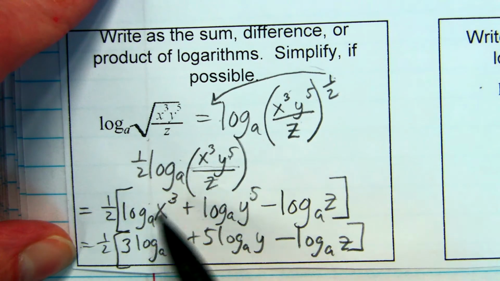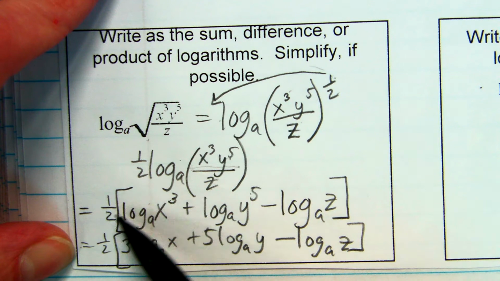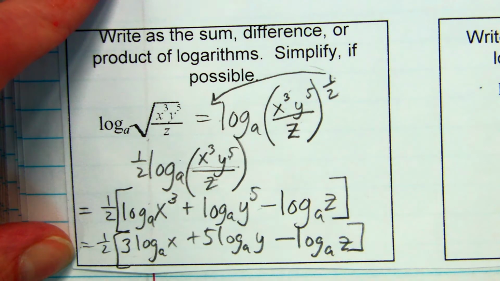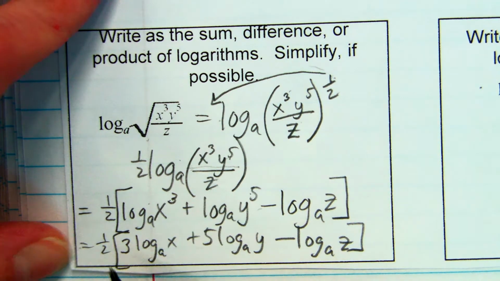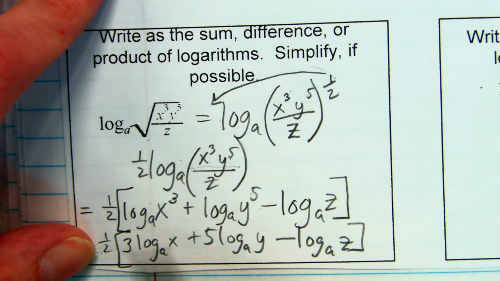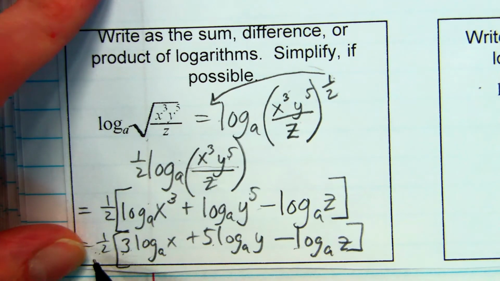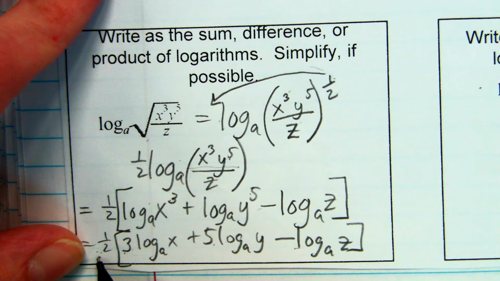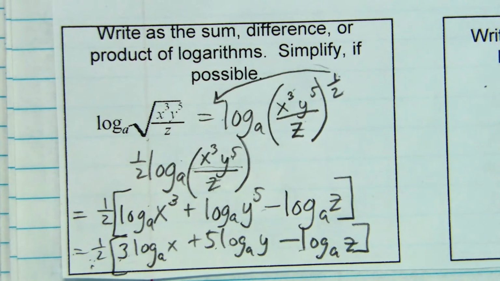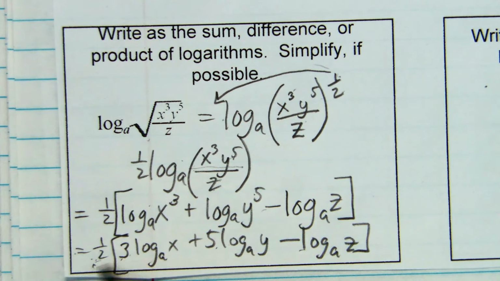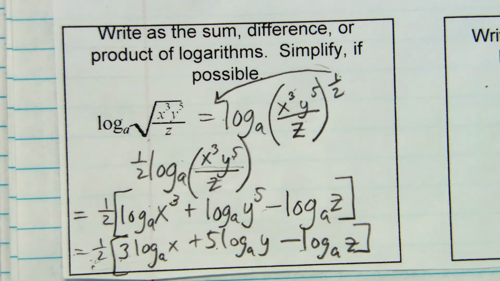You could, in theory, do both of these steps at the same time if you could keep track of it. If you can move the power down and separate them in the same step, I'm okay with that. And if you wanted to, you could distribute 1/2 to everything here and make this 1.5 and 2.5 and put a 1/2 in front of that. I'm just going to leave that out there. That's kind of an optional thing. A lot of the textbooks, if you look in the answer key, just leave the 1/2 out there. Some of them distribute. It's sort of an optional step.